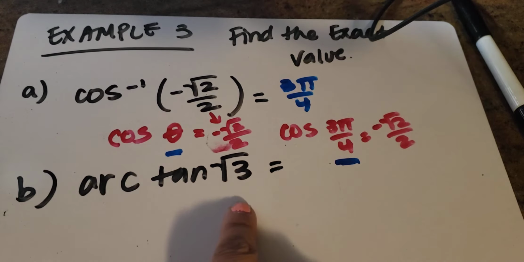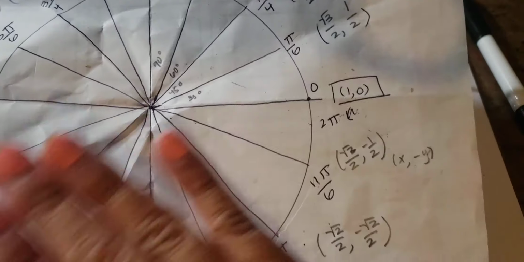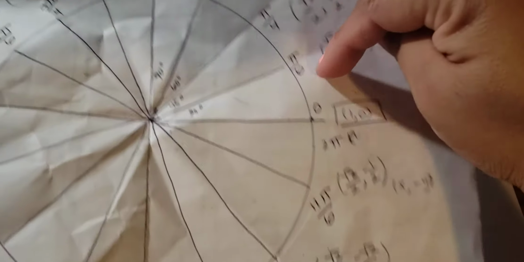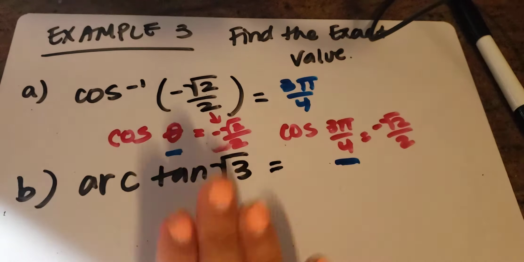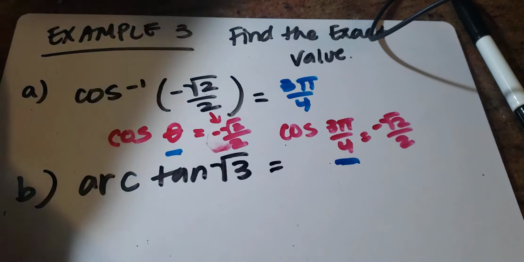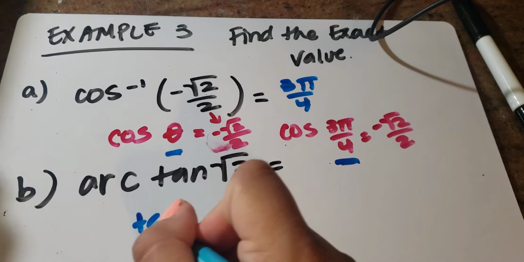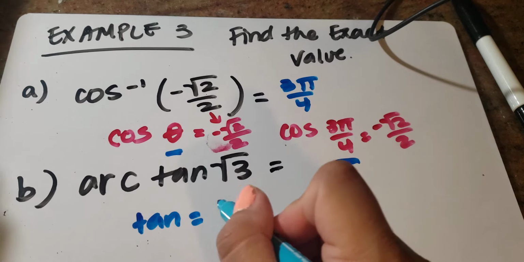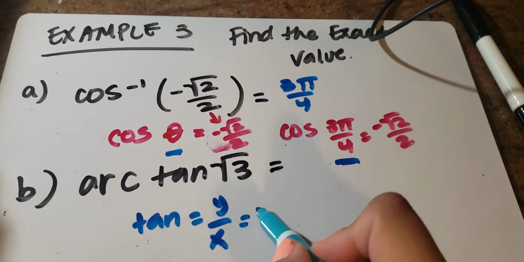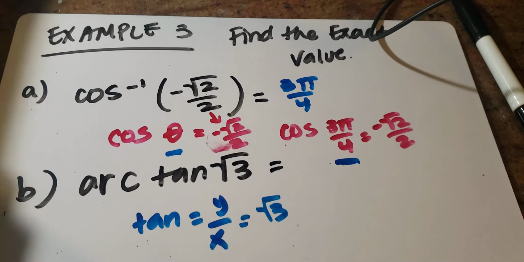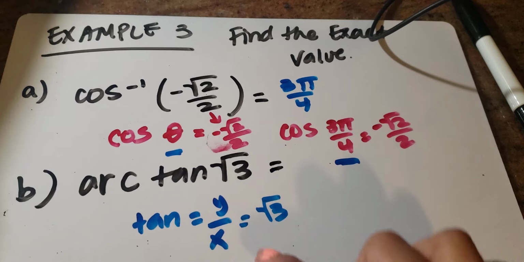Arc tangent of radical 3. Remember, tangent basically goes from negative pi over 2 to pi over 2. So you pretty much want to concentrate on the first quadrant, okay? So just a reminder, this is from your trig functions. Tangent is basically y over x, okay? So we're looking for what will give you square root of 3. So this is where you have a little bit of thinking. So you have to actually look at your y and your x value, okay?